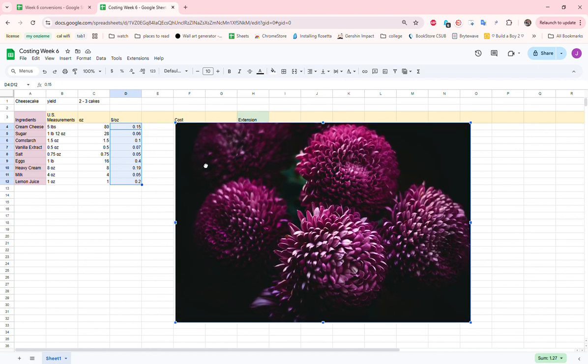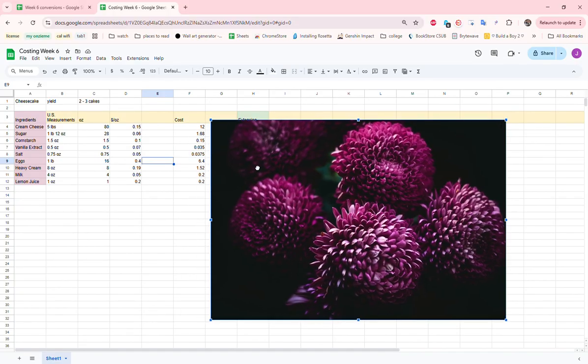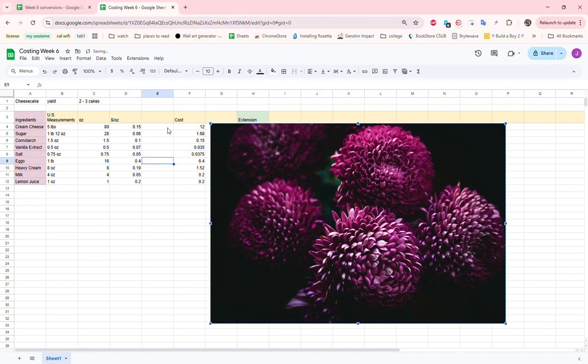We're going to move on to costing, and again, costing is very easy. All costing is multiplying the amount of ounces that you have times the amount of money that it takes to get 1 ounce per item. So 80 times 0.15 will give you 12. 28 multiplied by 0.06 will give you $1.68.